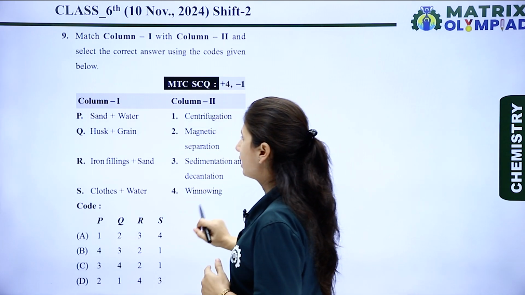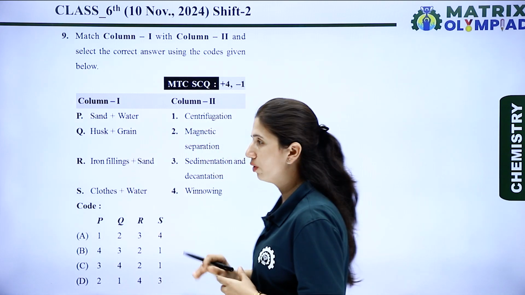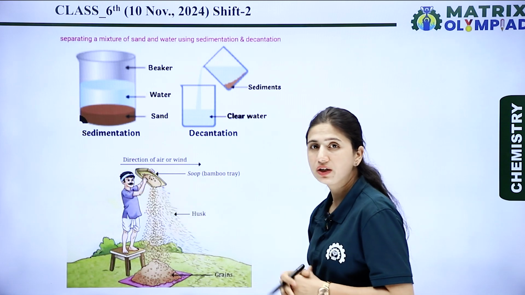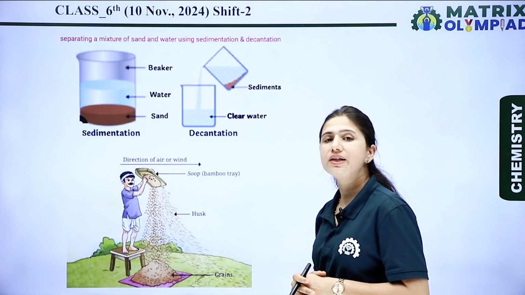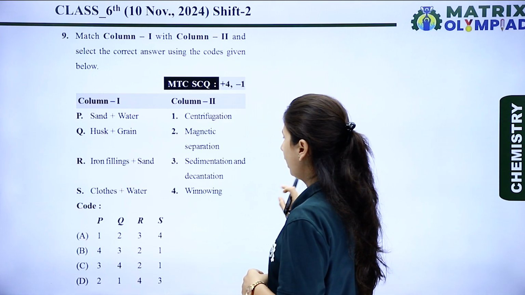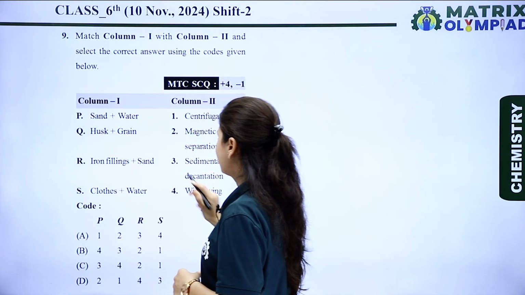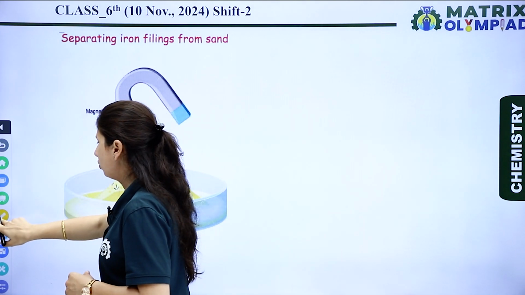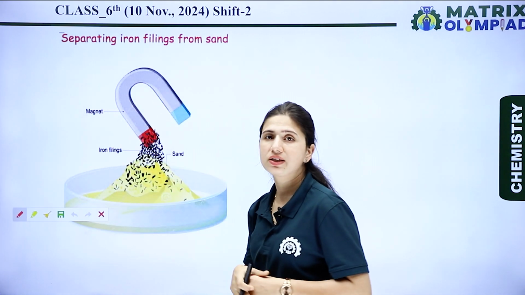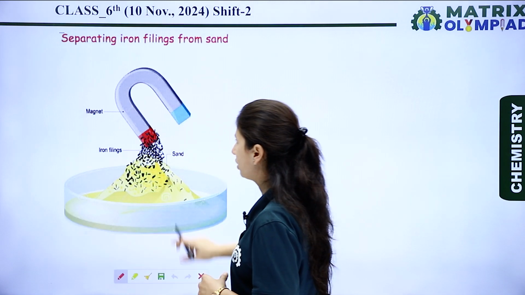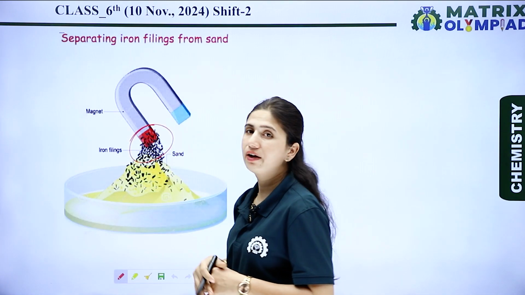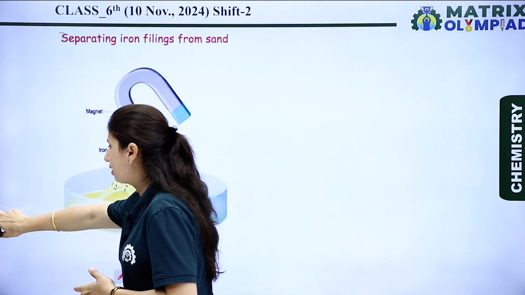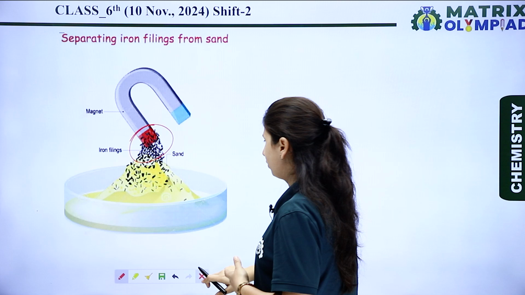Okay. Now the next one is husk and grain. So it is clear from this diagram. When husk and grain are present, by the winnowing process, we can easily separate the husk from the grain. Okay, next is iron filings and sand. When we put a magnet in this type of mixture, the magnet attracts the iron filings, and the iron filings can easily be separated from the sand. So the magnetic separation method is used in this type of mixture.